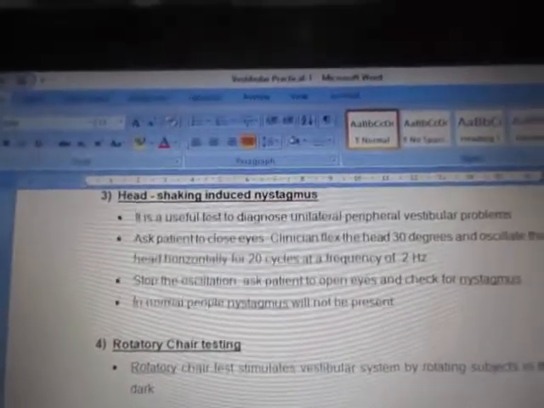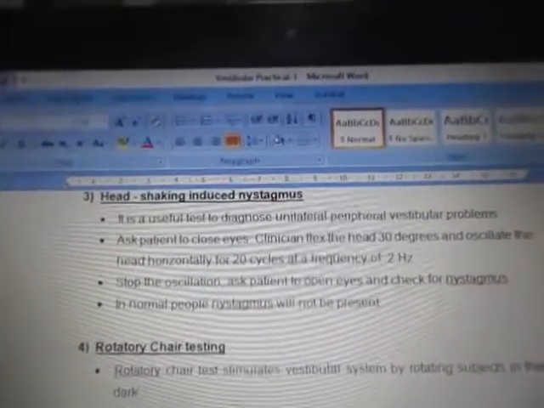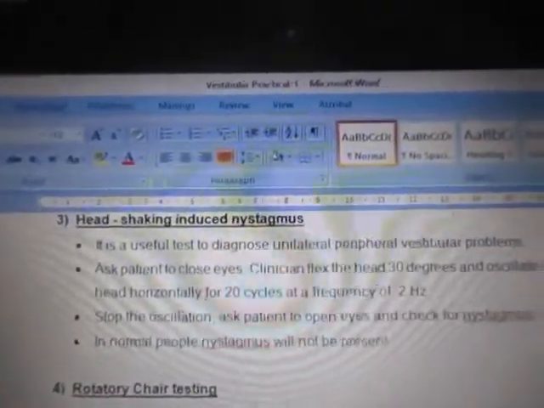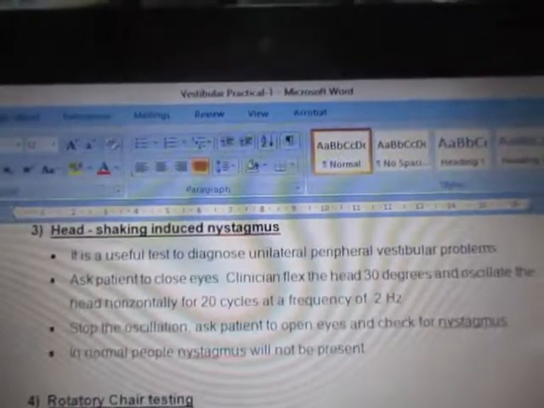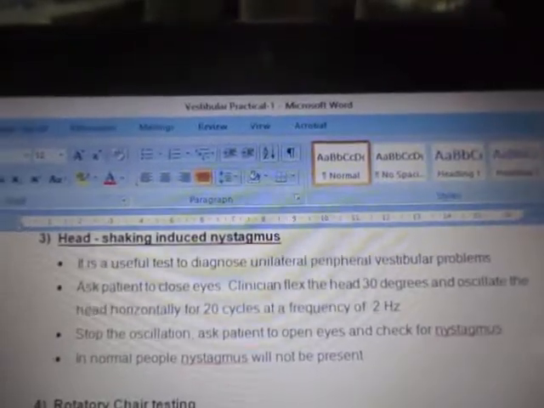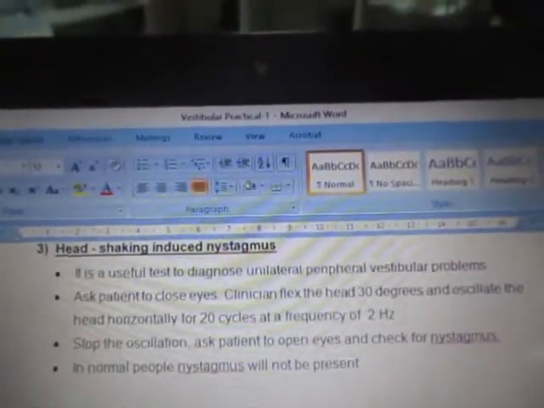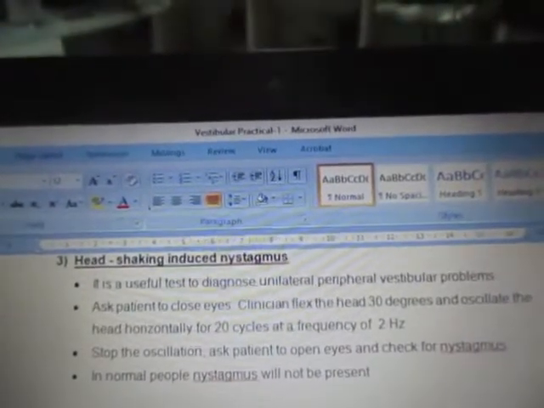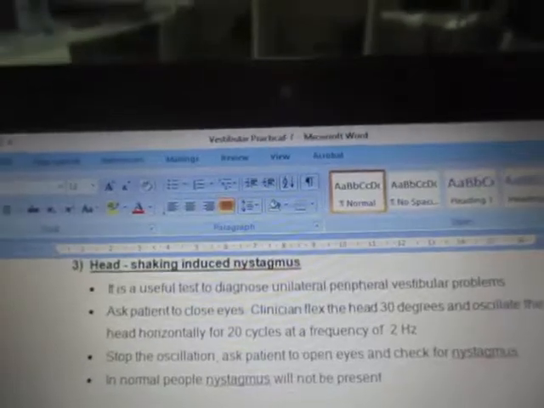The clinician flexes the head 30 degrees and oscillates. Oscillate means move the head horizontally for 20 cycles. This is one cycle, 2, 3, 4. With how much frequency? It means with how much speed: two head turns, or two cycles, per second. Like that, 20 cycles. Then stop the oscillation, ask the patient to open the eyes and check for nystagmus.